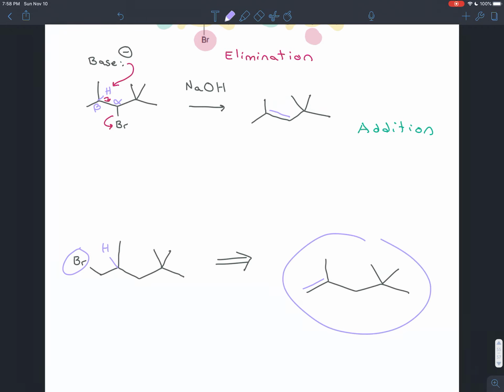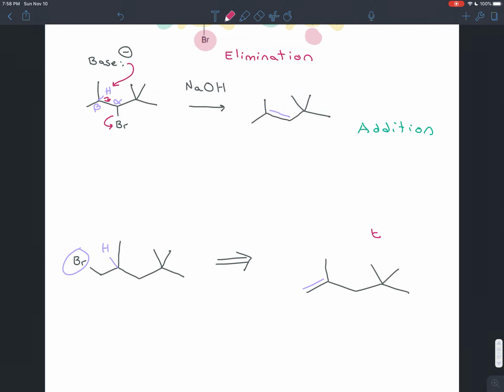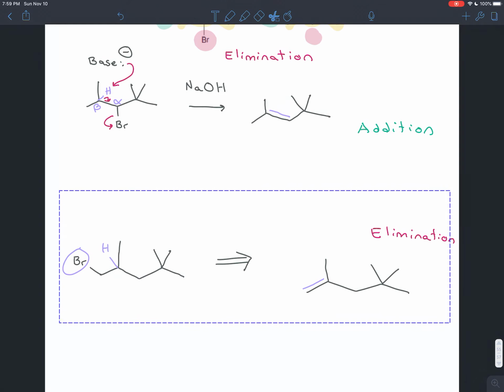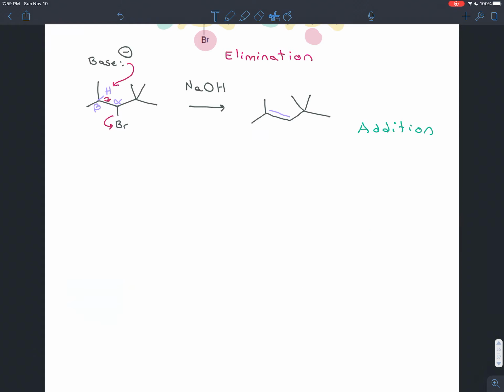So how can we make this? Well, that has a pi bond. The way you create pi bonds is through elimination. And so you can see a connection. If we do an addition and we add a leaving group so that the leaving group is on this carbon, then we can do an elimination with that leaving group to walk the electrons over to the left. And it's this retrosynthesis that gave us some insight into that. So we're going to add a leaving group.